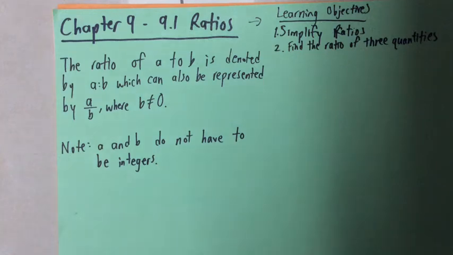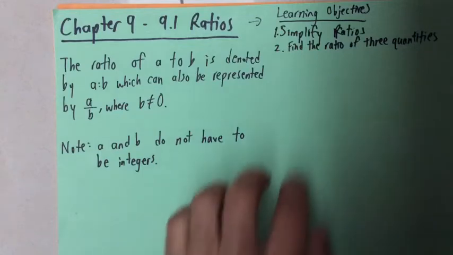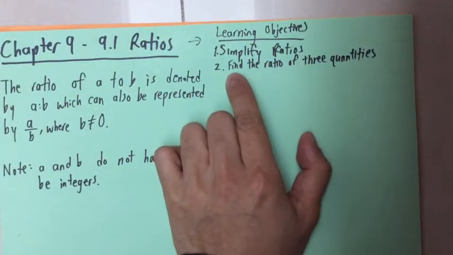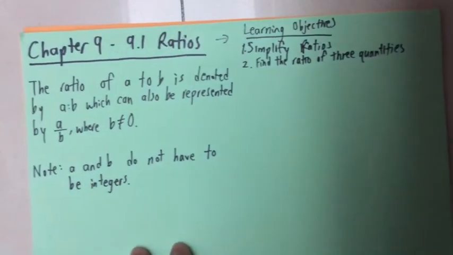Hello class, today we'll be learning about ratios. Now you've probably already learned about ratios in primary school, but today we'll be doing something different with ratios. Our learning objectives today are to simplify ratios and to find the ratio of three quantities.